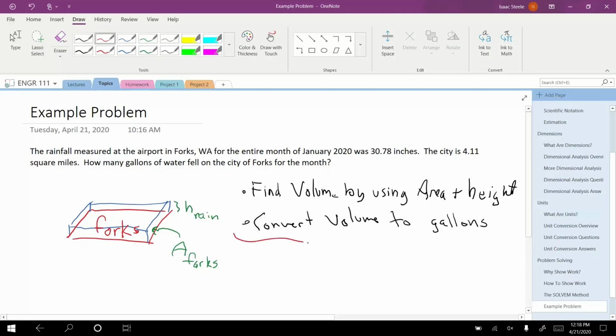Now we always want to make a few assumptions, and so I'm going to make some assumptions here. I can make an assumption that this rainfall was measured at the airport. I could say that the entire city got the same rainfall. I could also say that it was measured accurately.